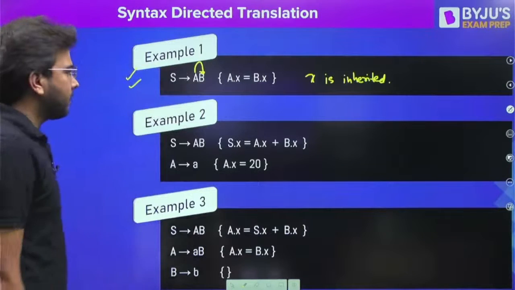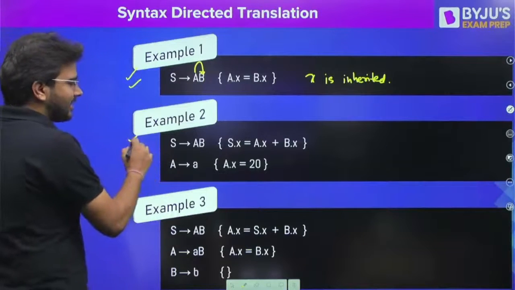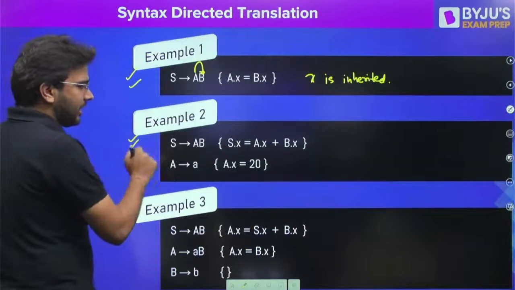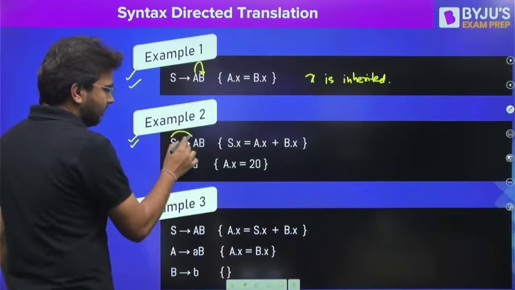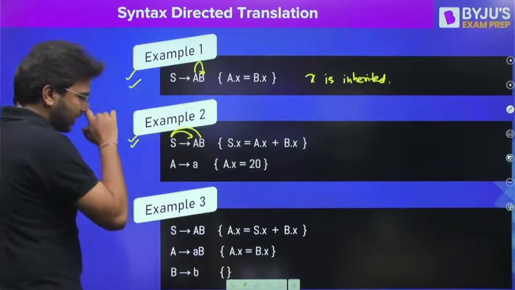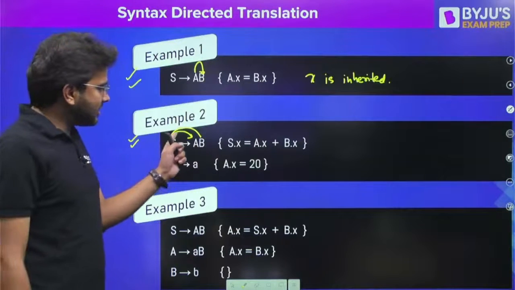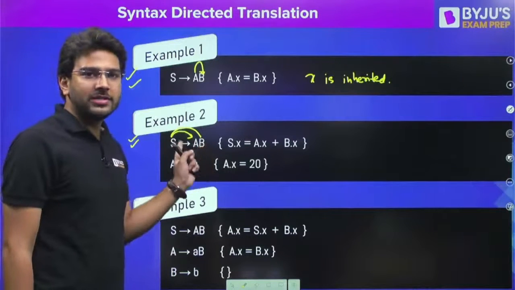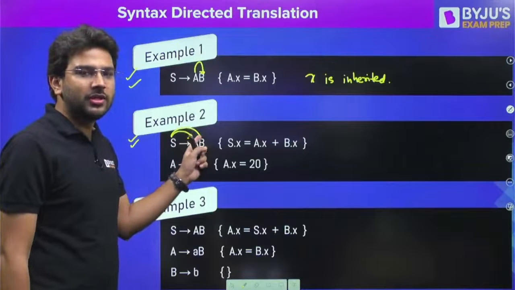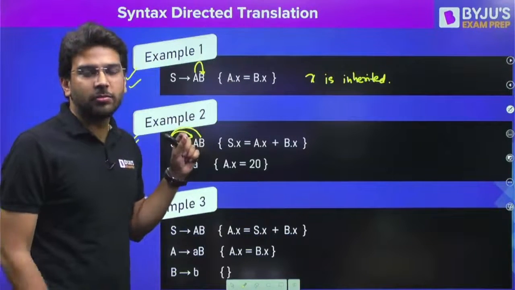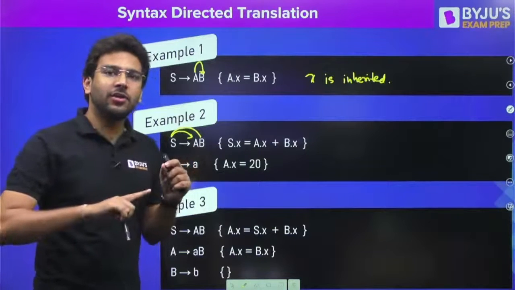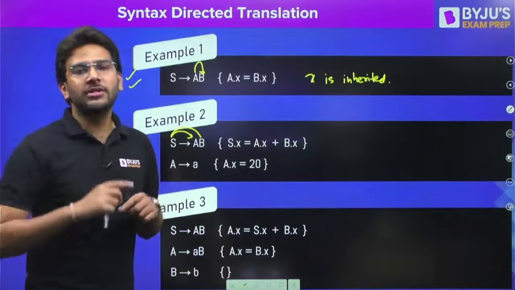Is it clear? Similarly, let's talk about this second example. S derives AB. S is taking the value from A and B. That means S is taking the value from its children. So we can say that X is your synthesized attribute, because in case of synthesized attribute, it can take the value from its children.